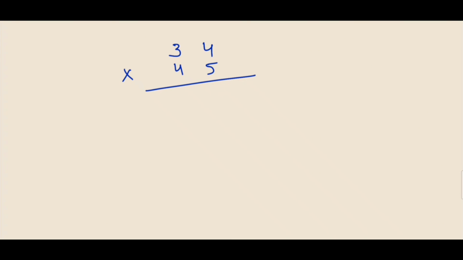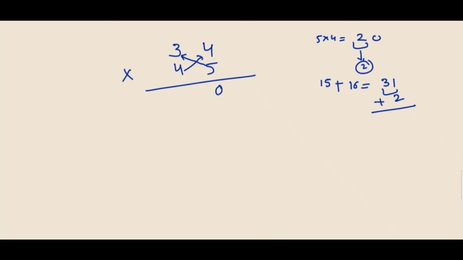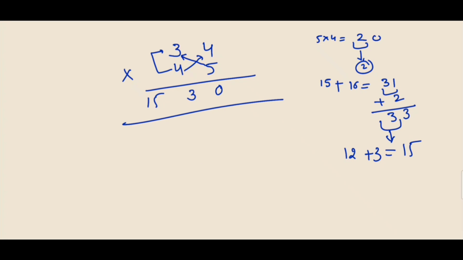Let me take one more example. 34 multiplied by 45. So the first step is we have to multiply 5 with 4. We'll get 20. I write 0 here and 2 is my carry forward. After that I have to multiply this 5 with 3. We'll get 15. 4 with 4 I'll get 16, which gives 31. And with this 31 I have to add 2. So I will get 33. So 3 I will write here. This 3 is my carry forward, and then I have to multiply this 4 with 3. I will get 12, and this 3 I have to add. I will get 15. So my answer is 1530.